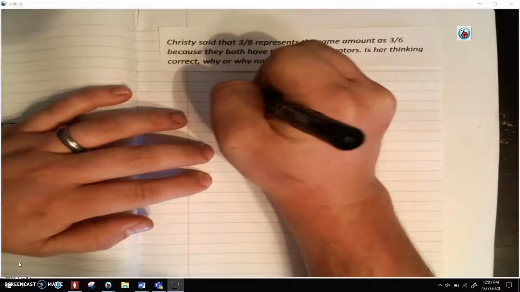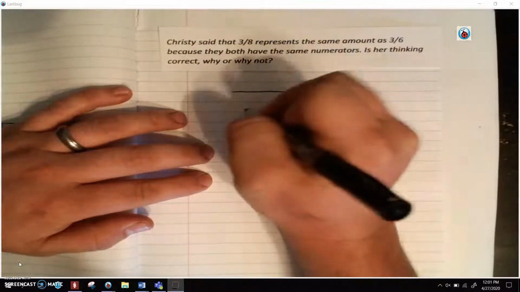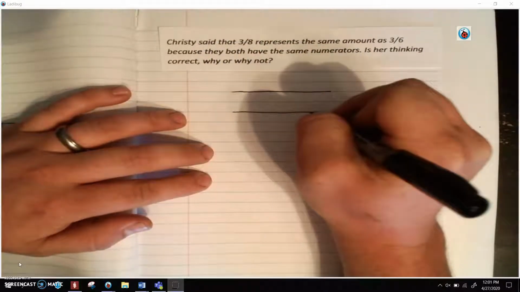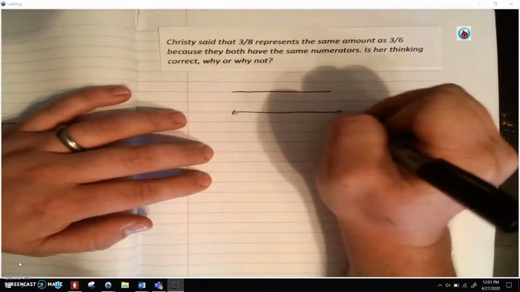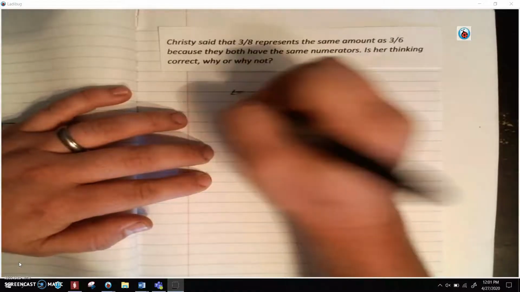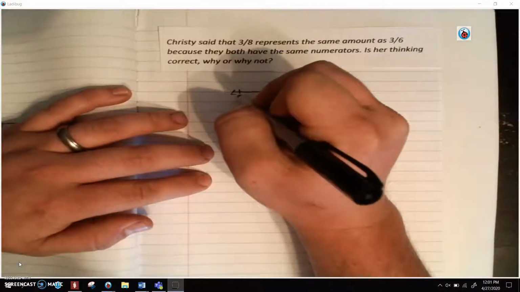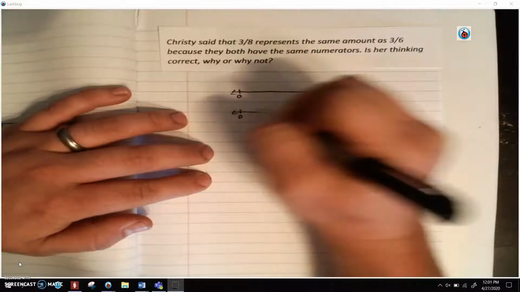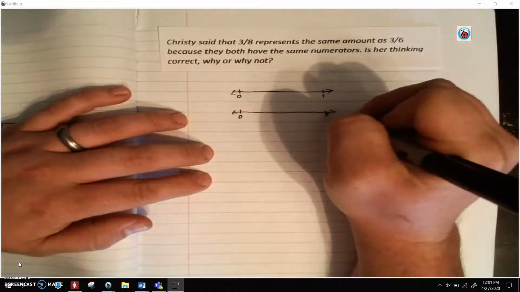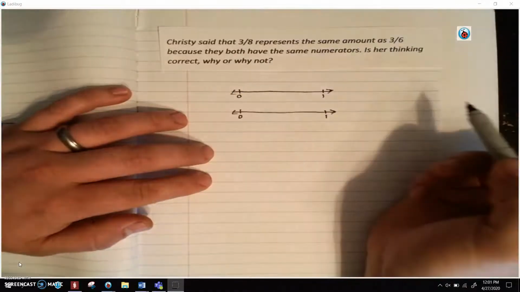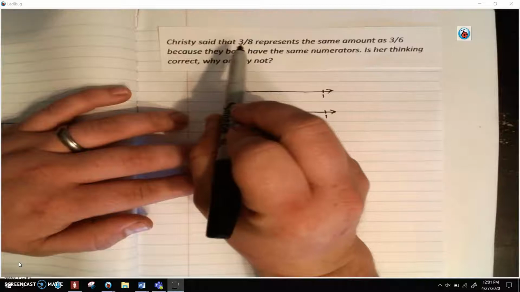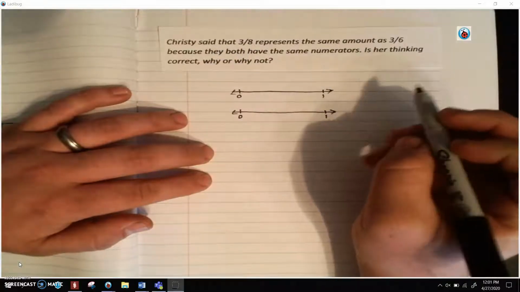I'm going to draw a number line, making sure that they both are the same length, and both of these fractions are less than 1, so I'm going to have 0 and 1 on each. That way we're comparing the same whole. So I'm going to first represent 3/8 on the number line.